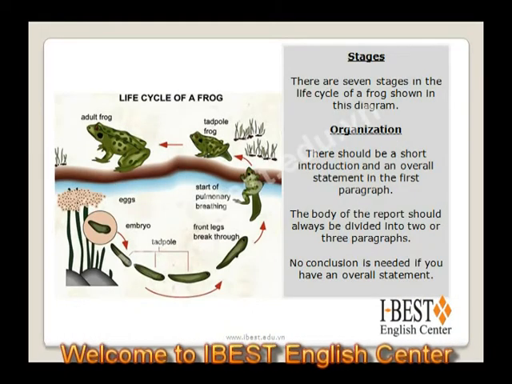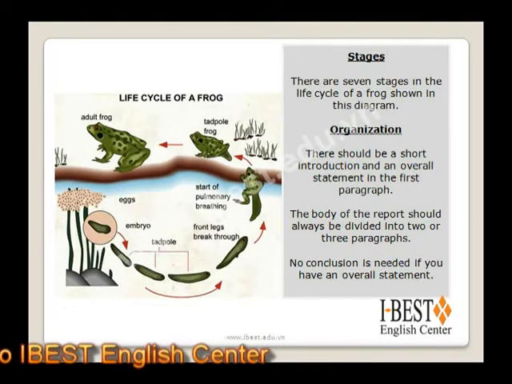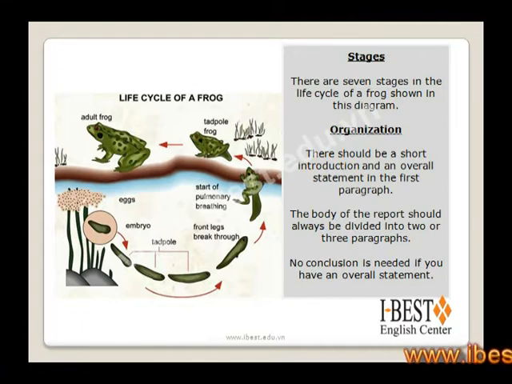If we look at the stages, we can clearly see that there are 7 stages in this diagram which shows the life cycle of a frog. We can see that it starts with eggs, then embryo, tadpole, front legs break through, start of pulmonary breathing, tadpole frog, and then adult frog.